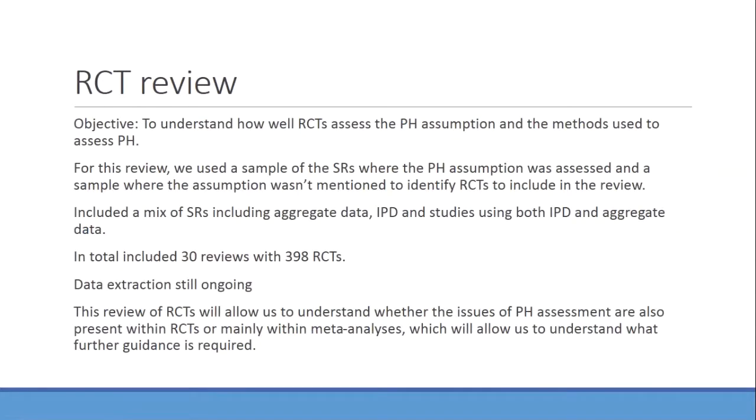We're also looking at an RCT review to understand how well RCTs assess the PH assumption and the methods used to assess PH. For this review, we've used a sample of the systematic reviews where the assumption was assessed, and a sample where the assumption wasn't assessed, to identify RCTs to include in the review. We've included a mix of systematic reviews, some including aggregate data, some including IPD, and some that have used a mix of both. In total, we've included 30 reviews with just under 400 RCTs.